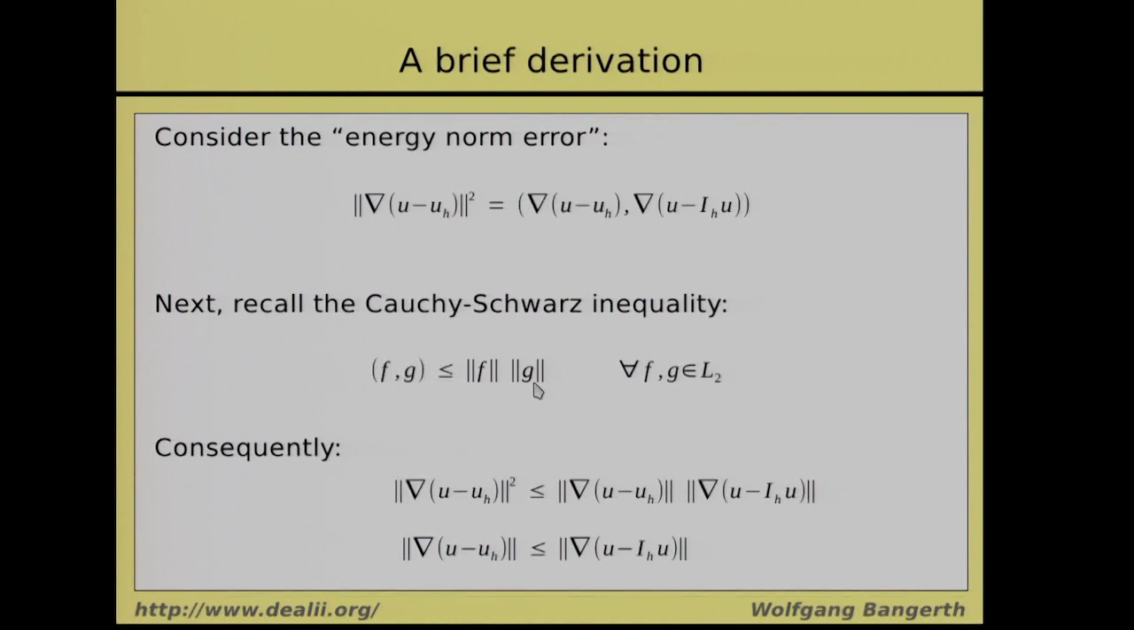So if I use this in this context, I can use this here on the left side. The gradient of the error squared is less than or equal to the gradient of the error. So I use this up here: I have an inner product here, and so this is less than or equal to the norm of this times the norm of this, so that gives me this. On the left-hand side, I have the gradient of the error squared. I can divide by the gradient of the error, and I find that the H1 norm of the error is less than or equal to the H1 norm of the difference between the exact solution and its interpolant.